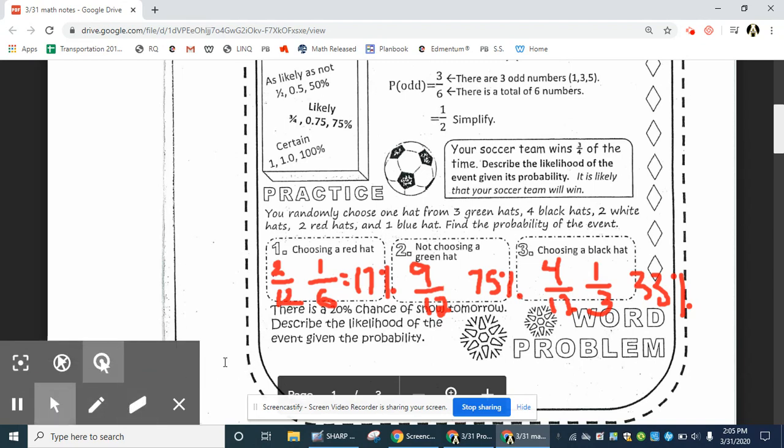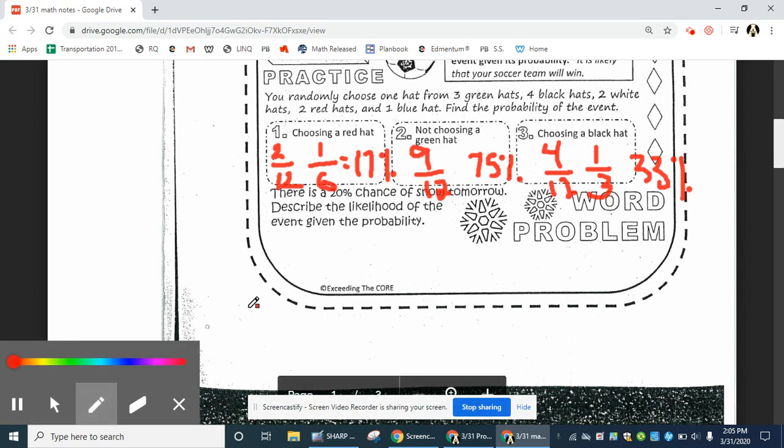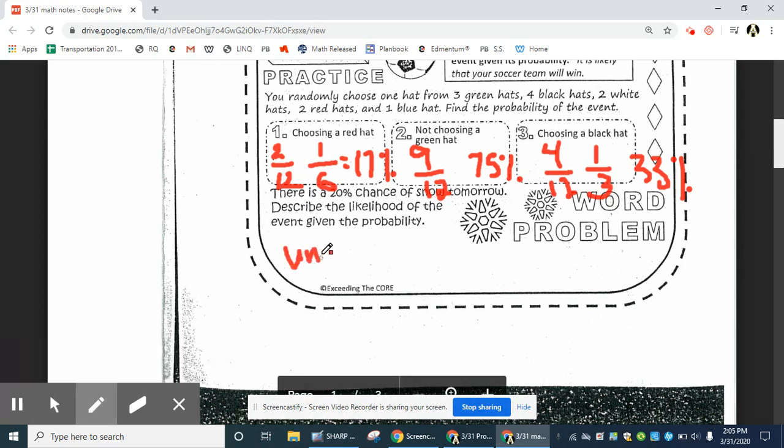Okay, all right. So we have another one here. There's a 20% chance of snow tomorrow. Describe the likelihood of the event given the probability. Think about percentages. 20% out of 100. It's pretty low. Pretty unlikely it's going to happen. So we're going to say unlikely. And forgive my writing here as I'm writing with a mouse. Not very feasible at this moment. So it'd be very unlikely to happen.